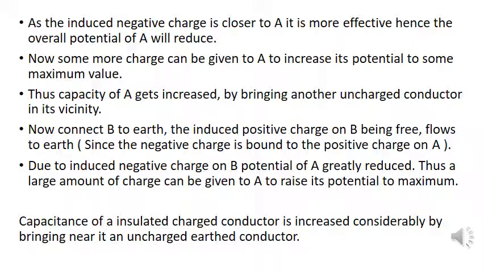So, we can say that by bringing an insulated uncharged metal plate near an insulated charged metal plate at some desired distance, we can increase the capacity of the conductor, by making a device on this principle. Or, in other words, the capacitance of an insulated charged conductor is increased considerably by bringing near it an uncharged earthed conductor.